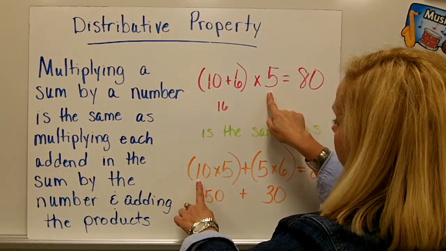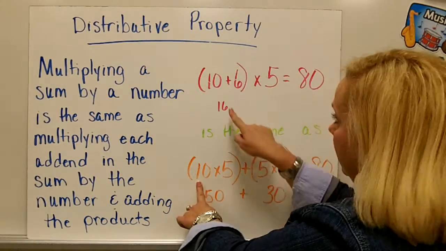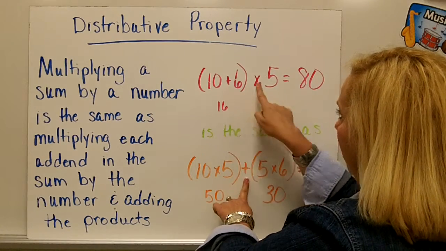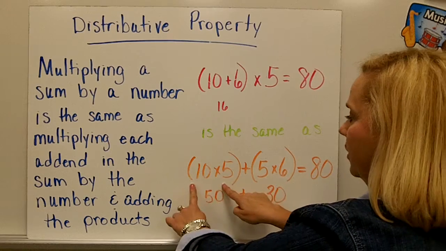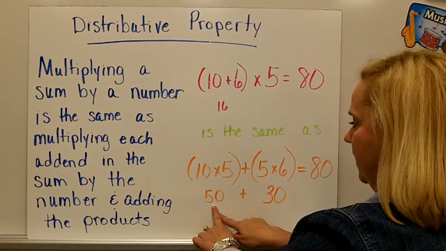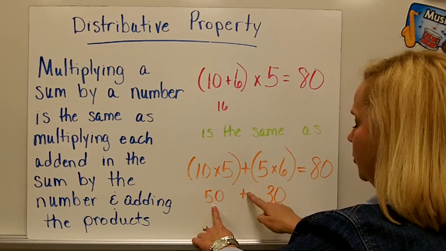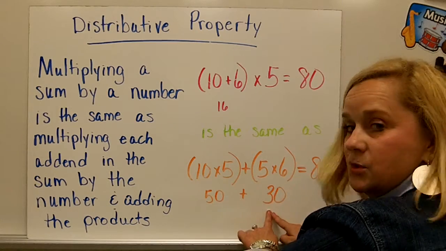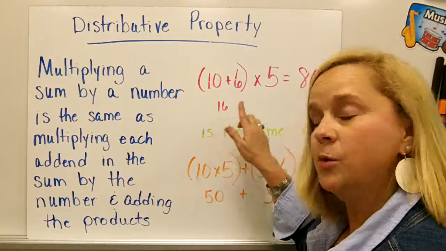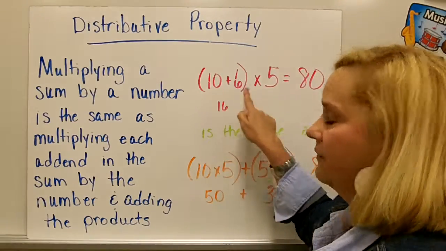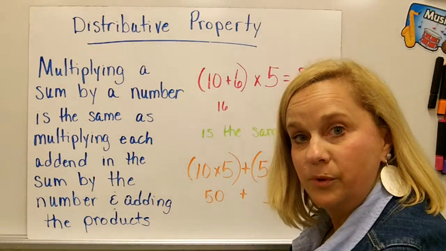10 times 5, I'm going to put in parentheses. And then I'm going to add together multiplying 5 times 6. So if I work this out, 10 times 5 is 50, and I'm going to add that to 5 times 6, which is 30, and my answer is the same. All I'm doing is distributing this 5 and multiplying it by each number in parentheses.